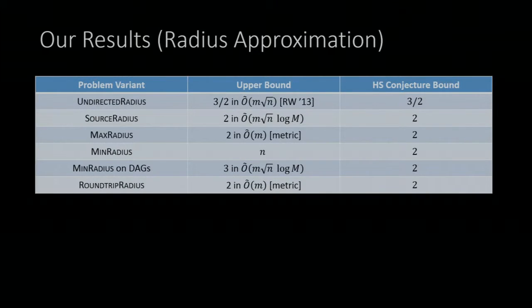For max radius, we show that the naive metric-using algorithm is tight, and min radius is still quite difficult, although we get just a 3/2 gap on DAGs. And then we show that the metric case for round-trip radius is tight. If you're interested in graph algorithms for radius and diameter, you should definitely take a look at the paper to see how we do these.